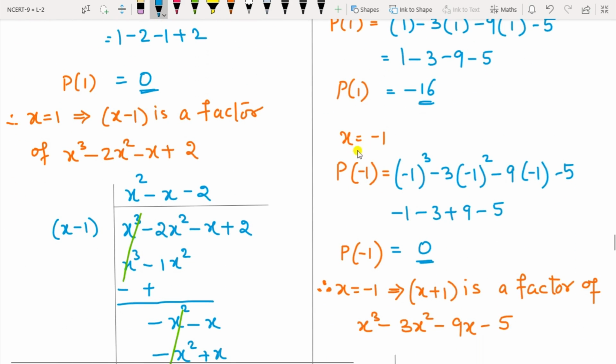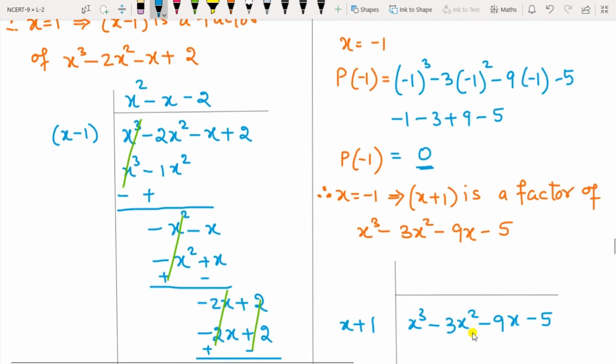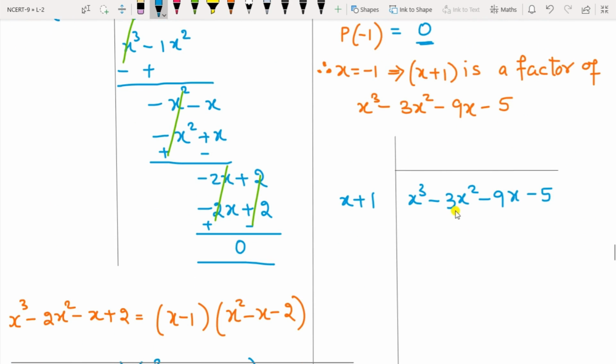Then substitute x equal to minus 1. By substituting x equal to minus 1, you are getting 0 here. So x equal to minus 1, that means x plus 1 is a factor of this p(x). You got one factor now. Now divide this p(x) by the known factor x plus 1. So we will divide. You need the first term here.